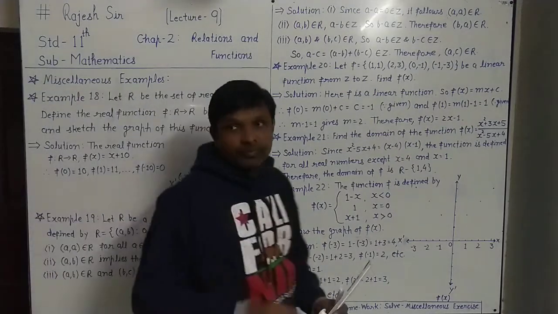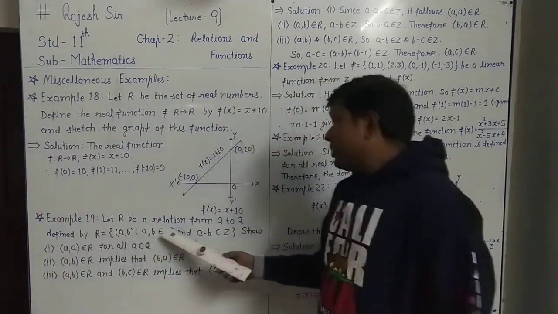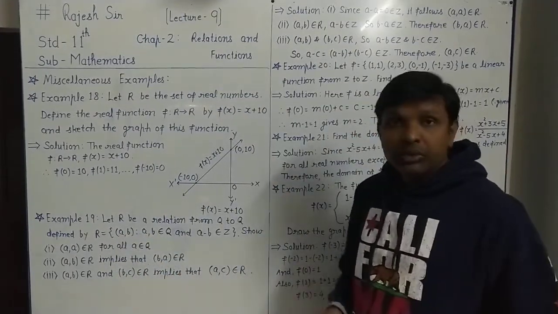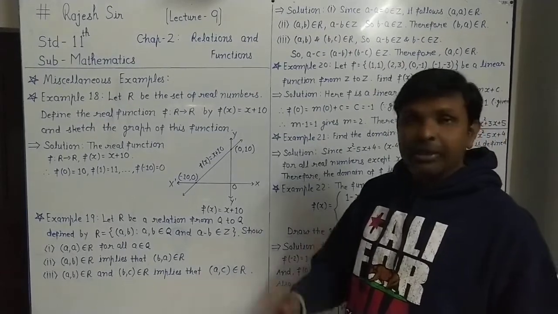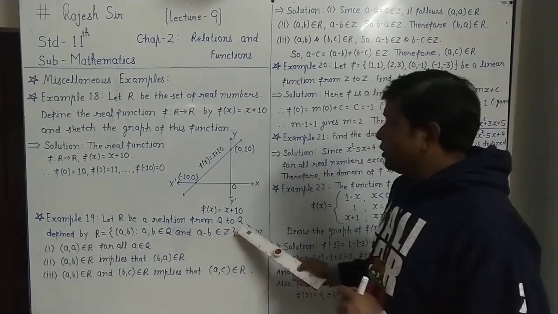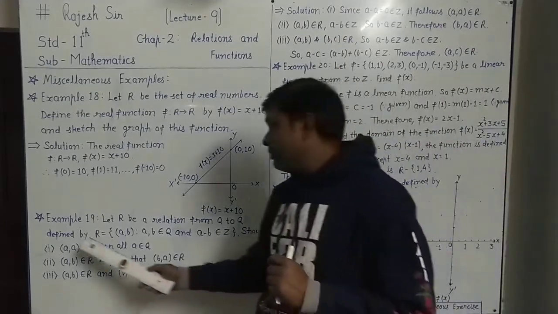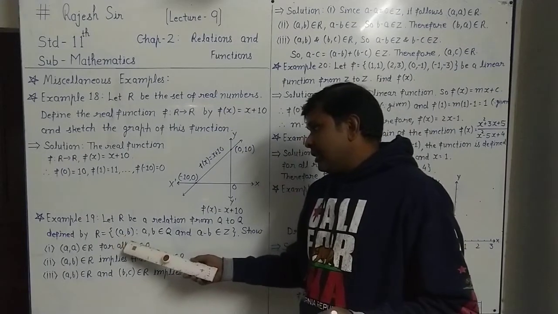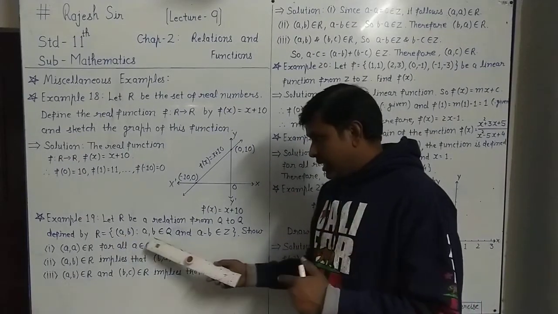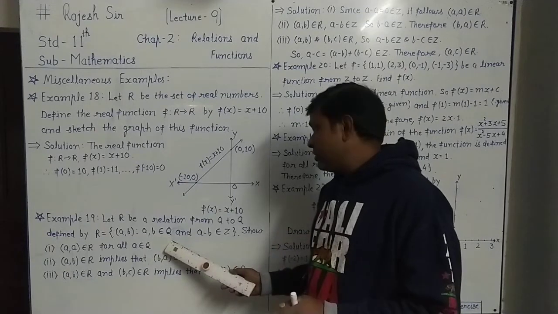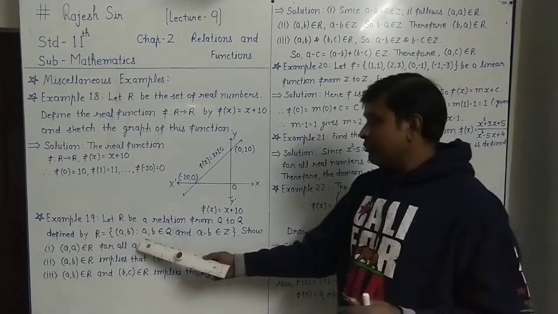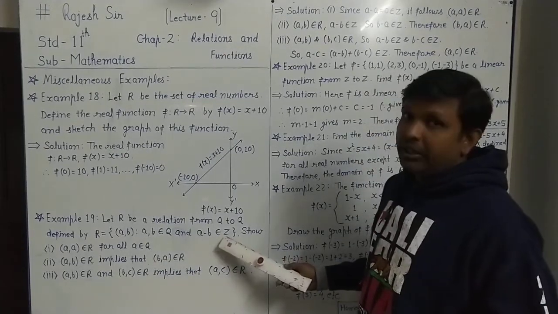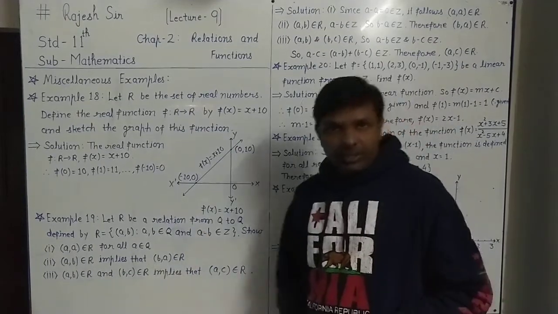Next: let R be a relation here. Here the capital R shows a relation; in the chapter on relations and functions, the relation is denoted by capital R. So R is a relation from Q to Q, rational numbers to rational numbers, defined by R = {(a, b) : a, b belong to Q and a minus b belongs to Z}. A and B are rational numbers, and when you subtract B from A, it gives an integer belonging to Z. This way the relation is given.